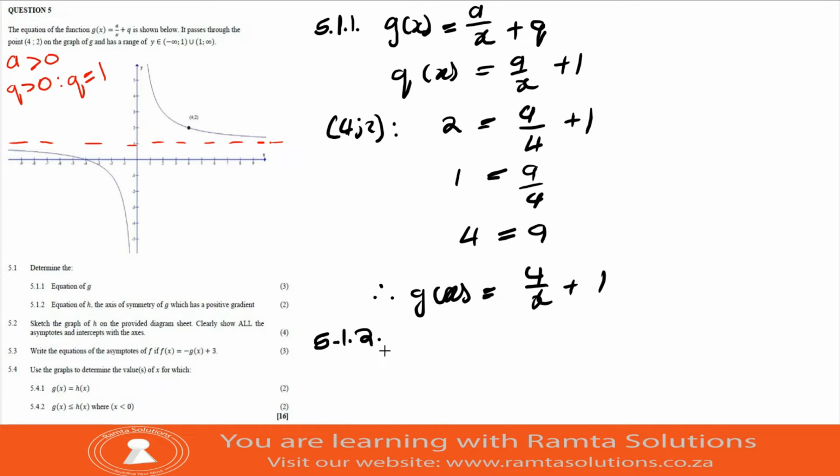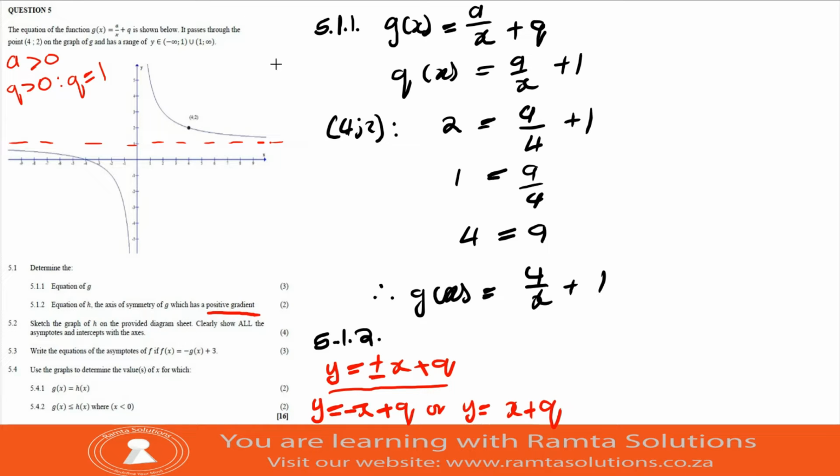We know that our axis of symmetry is y equals plus or minus x plus q. Maybe let me write it in this way. I'm basically saying y equals minus x plus q, or y equals x plus q. This is a straight line. Now the question says one with a positive gradient, so this means we are looking for this one here. All right, so without any waste of time, let's answer the question.